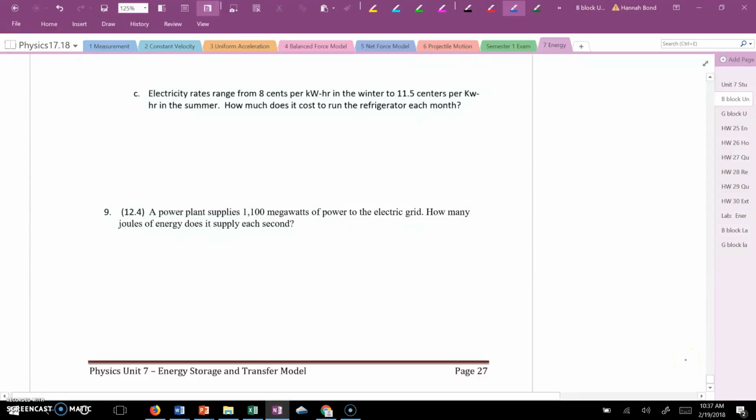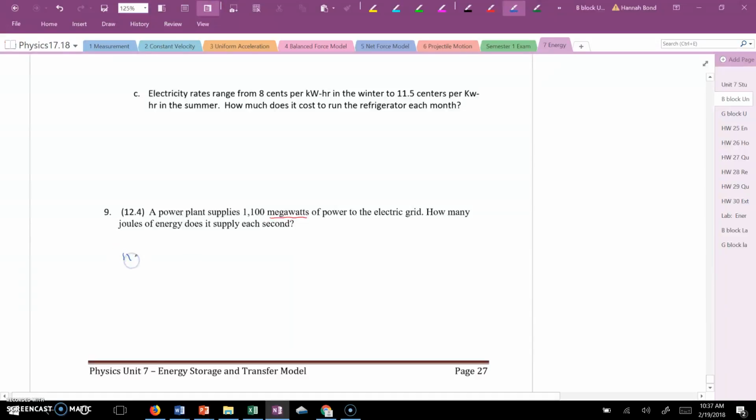Let's skip down to number 9, please. I think that 7 and 8, although interesting, are not very typical of the kind of problems that will be on our test. And so for the sake of time, let's go on to number 9. Here we have a power plant that's supplying 1,100 megawatts of power to the electric grid. And we'd like to understand that in terms of the joules of energy that it's supplying every second.